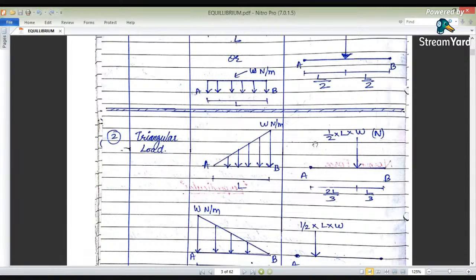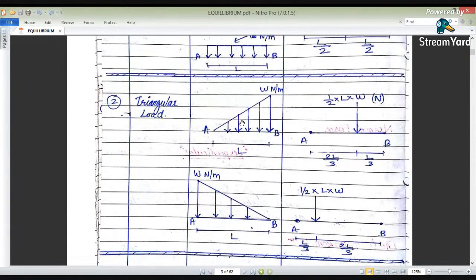What about its intensity? Intensity is half into base into height, where the base is L and the height is W, measured in newtons. It acts at 2/3 of L and 1/3 of L. How does it act? According to the concept of CG, the center of gravity, the point at which the whole mass is supposed to be accumulated is the CG. For triangular loading, the load acts at this point, where the whole mass is supposed to be accumulated.